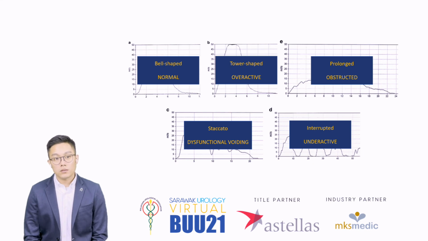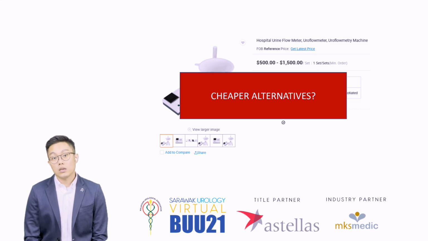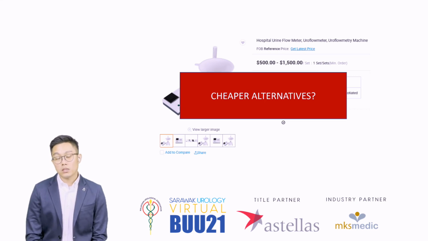These are all very subjective, and it's difficult to have it done consistently, and even the same patient may have different readings on the same day. The machine itself is not cheap. The cheapest one that you can find online is probably around 2,000 to 5,000 ringgit. So are there cheaper alternatives available?